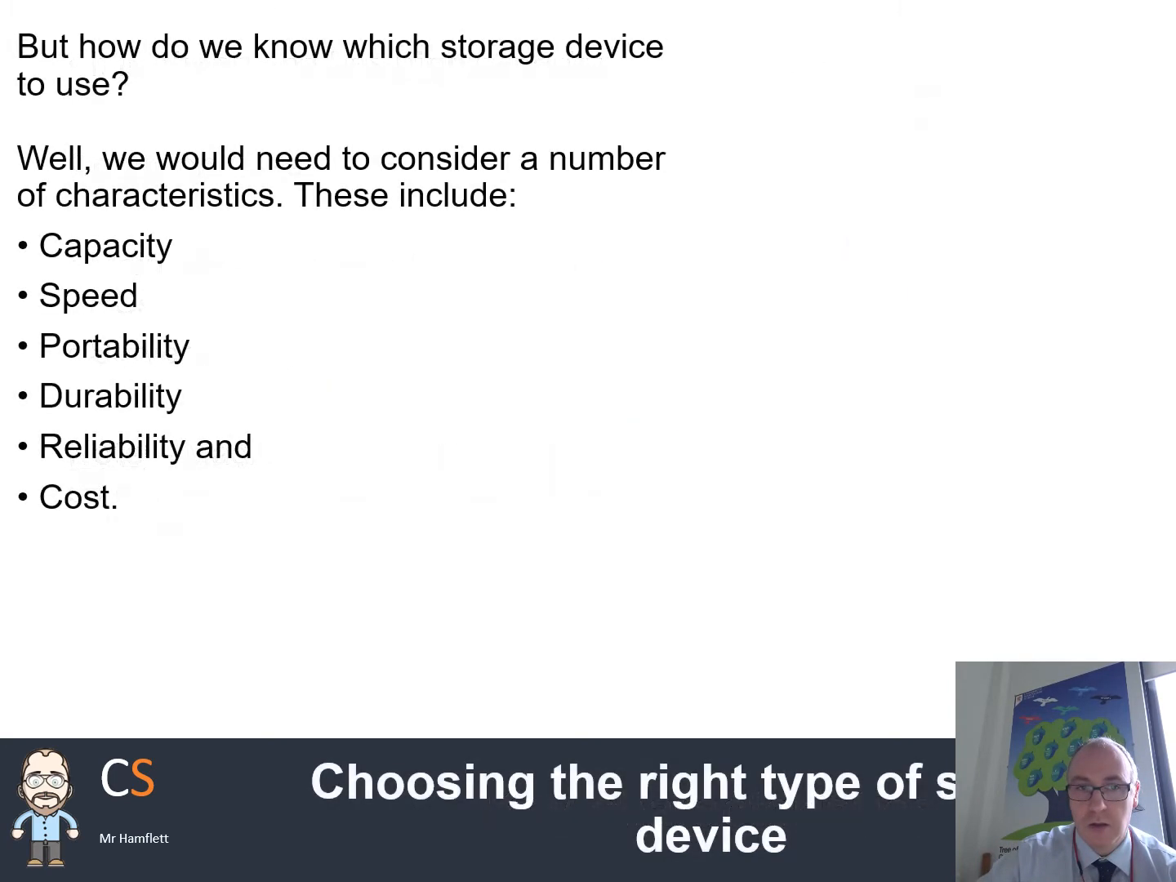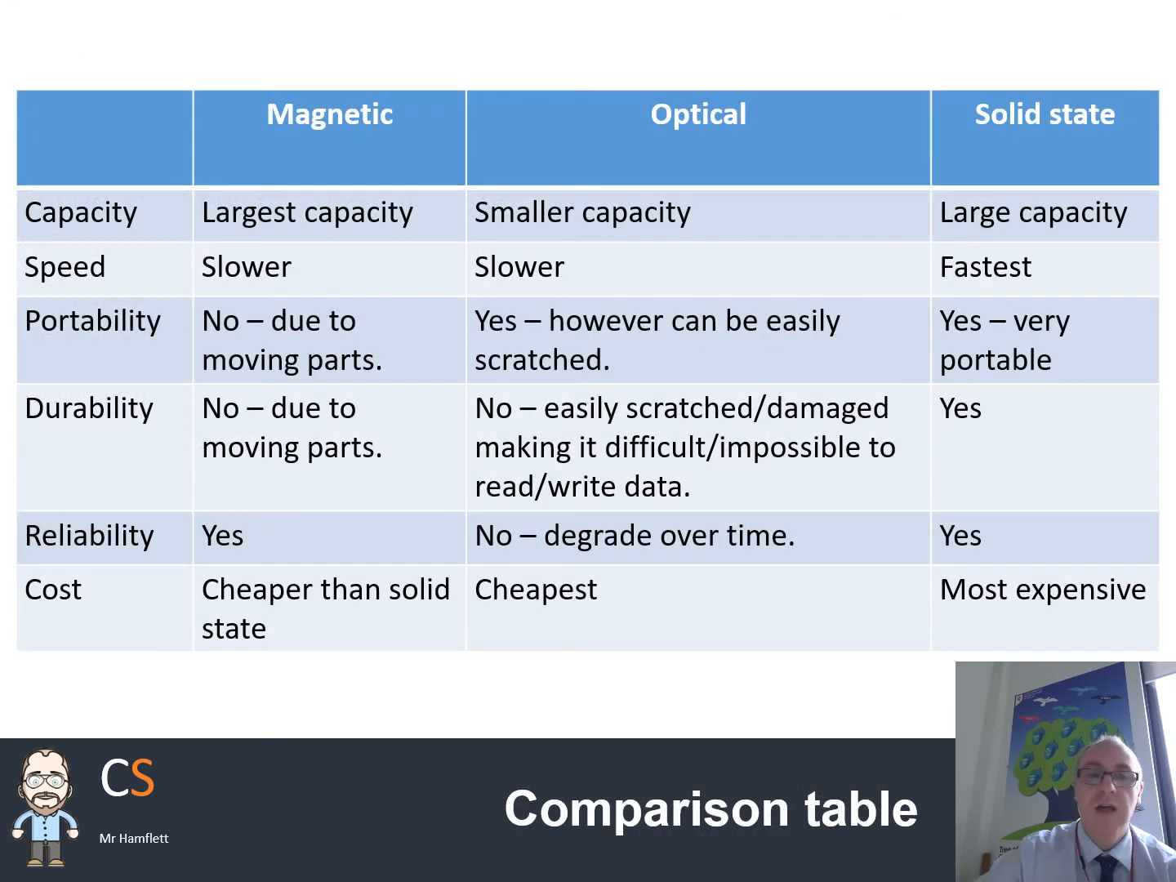So how do we make a choice about which storage device we use? Well, first of all, we need to consider its capacity, how much it can store, its speed, how fast can we get data off it, how portable is it, how durable, how reliable is it, and obviously the cost. So this is the table you need to know.